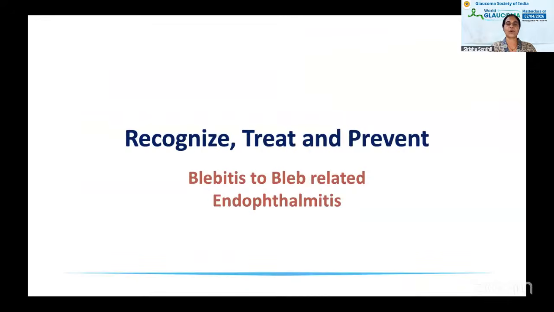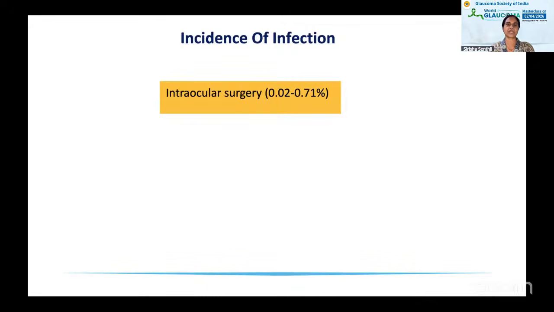So what is very important for us is to understand which stage of infection is there. Is there just the bleb that is affected, or is there an intraocular infection as well? So what is blebitis? What is bleb-related endophthalmitis? How do we recognize it, and how to treat, and most importantly also to prevent?